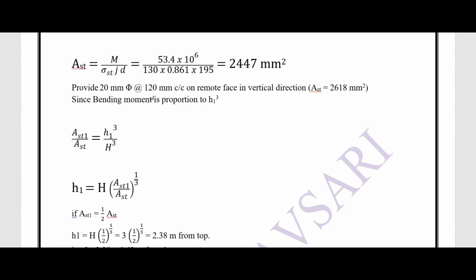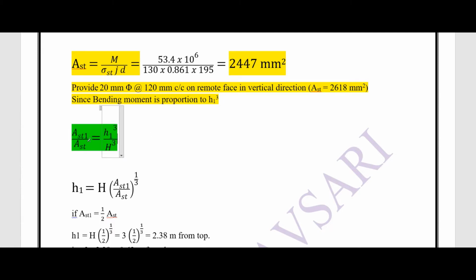Capital AST is equal to M divided by sigma ST J into D. So AST is 2447 mm square. Provide 20 mm dia at 220 mm center to center. Here is the design. Now we are going to provide curtailment. For the curtailment, we assume AST1 is equal to 1 half AST, so 50% reinforcement we provide.